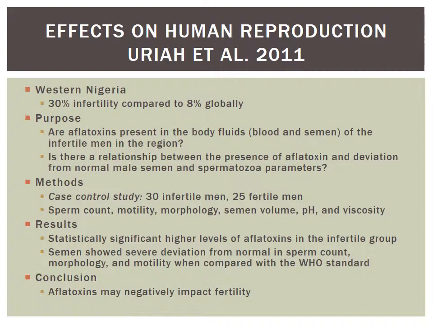They analyzed the blood for aflatoxin levels, and then they looked at the semen for sperm count, motility, morphology, semen volume, pH, and viscosity. And their results showed statistically significant higher levels of aflatoxins in the infertile group's body fluids. The semen also showed severe deviation from normal in sperm count, morphology, and motility when compared with the World Health Organization standard. So they concluded that aflatoxins probably negatively impact fertility, but that more studies need to be done to really investigate the mechanism.